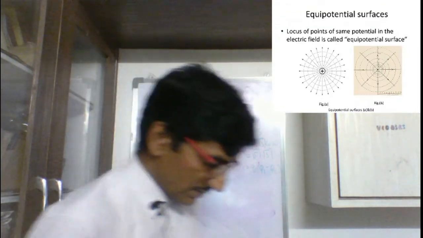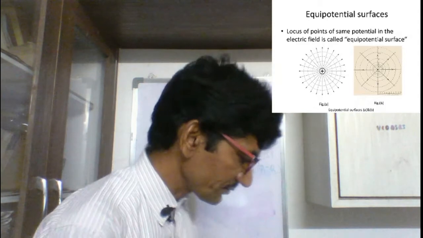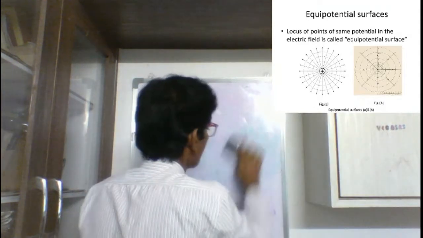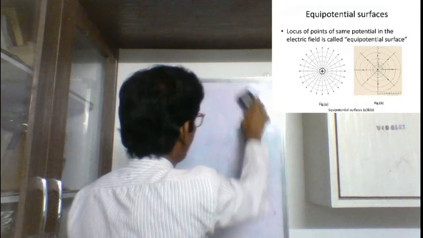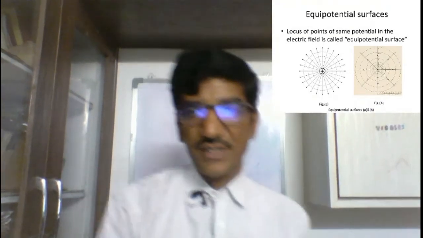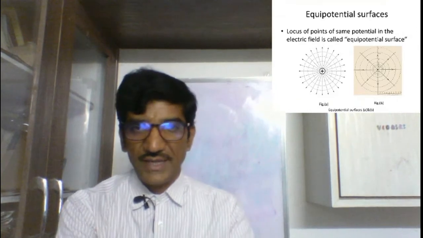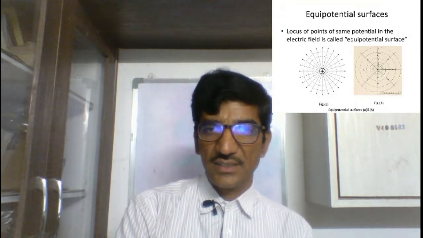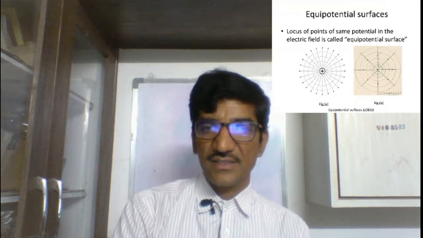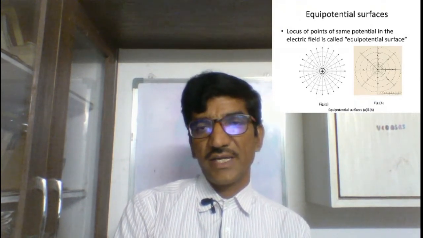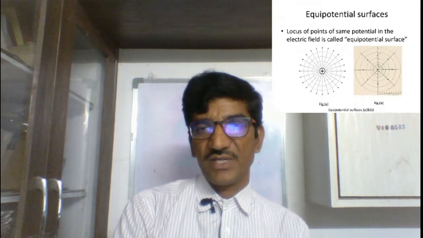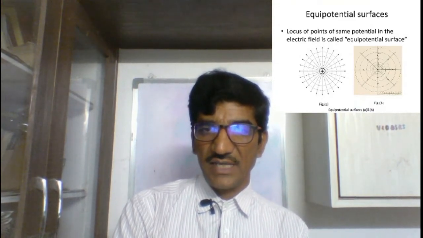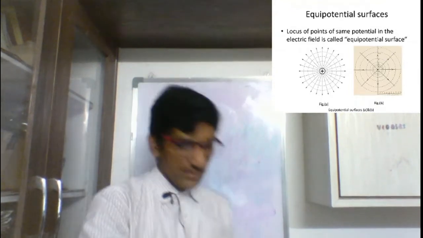Right. What are the uses of these equipotential surfaces? Here in this slide you can see two diagrams. Here these surfaces are equally separated. Here these equipotential surfaces are not equally spaced. The gap between them is varying.